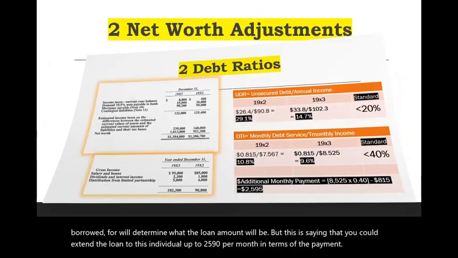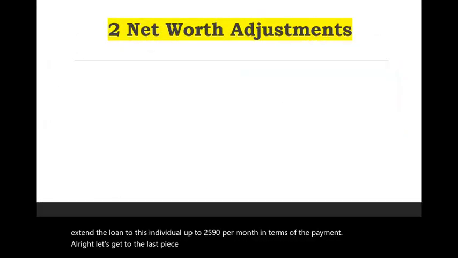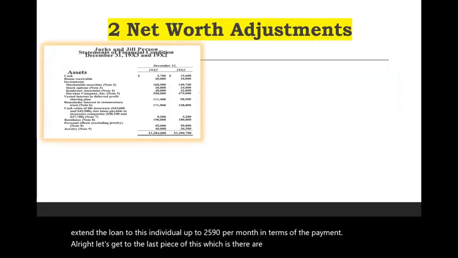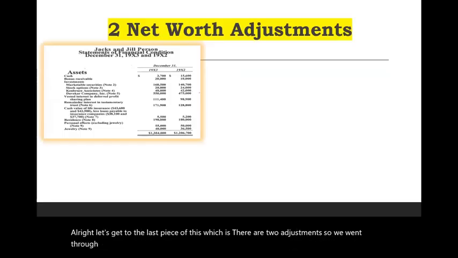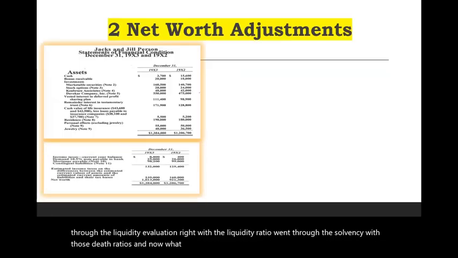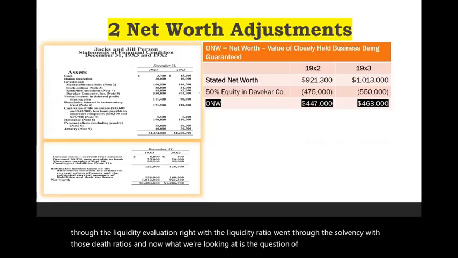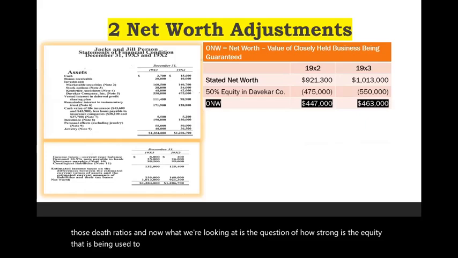All right, let's get to the last piece of this, which is there are two adjustments. So we went through the liquidity evaluation, right, with the liquidity ratio. We went through the solvency with those debt ratios. And now what we're looking at is the question of how strong is the equity that is being used to support the loan as far as guarantee is concerned. And so there are two of these calculations that are recommended in your textbook.